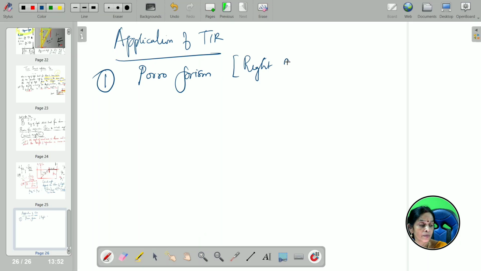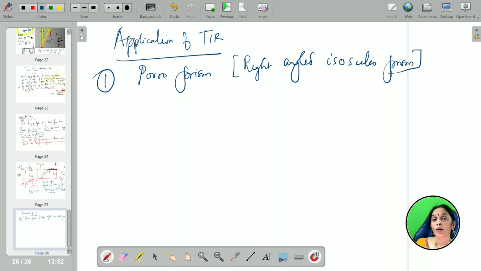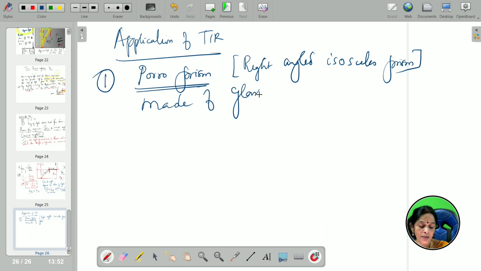Right angled isosceles prism. One angle is right angle, and two sides should be equal. That's called right angled isosceles prism. Made of glass of mu is equal to 1.5.